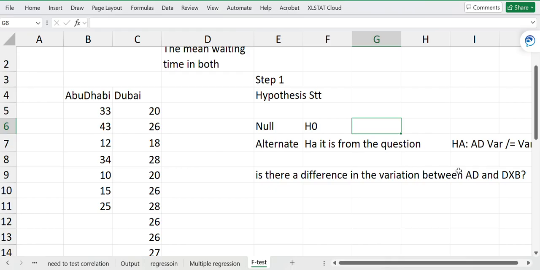So now here it is not equal to. What is the opposite of not equal to? Equal to. So variance of Abu Dhabi equal to variance of Dubai. This is how I write it.